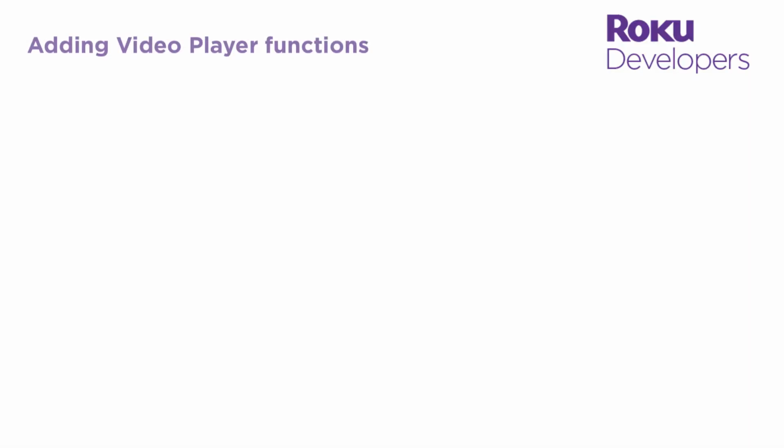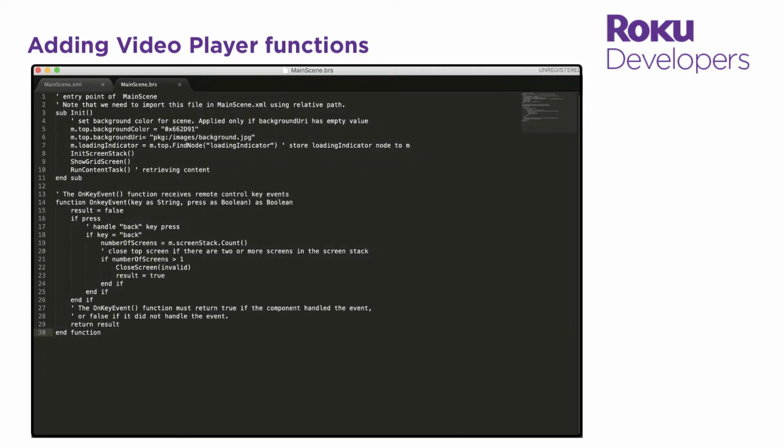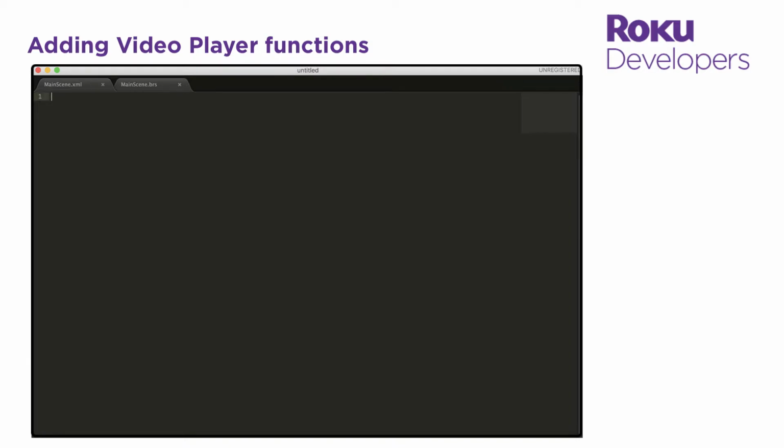For the next step, let's create the video player UI script that we added to the interface of the main scene component. First, let's create a new file in your text editor or IDE. We're then going to add functions to open the video screen, close the video player when a video is done, and stop the video player. The first function we're going to add is show video screen.